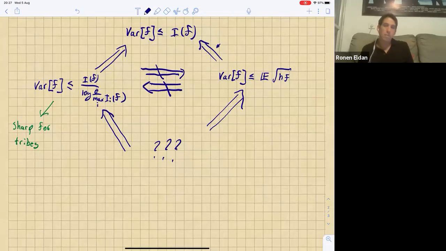Okay. So this is a natural question that Talagrand asked, and he even had a suggestion for what this strengthening might be. So what he proposed is the following inequality.